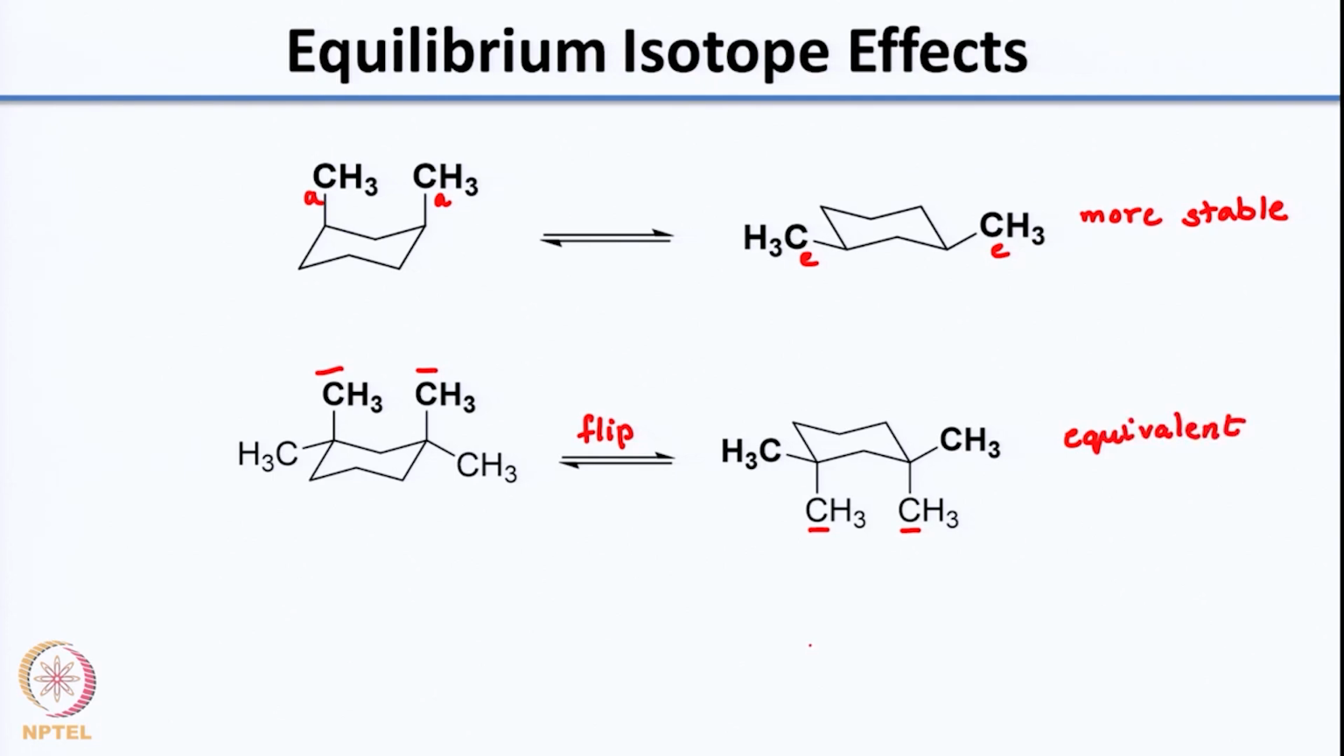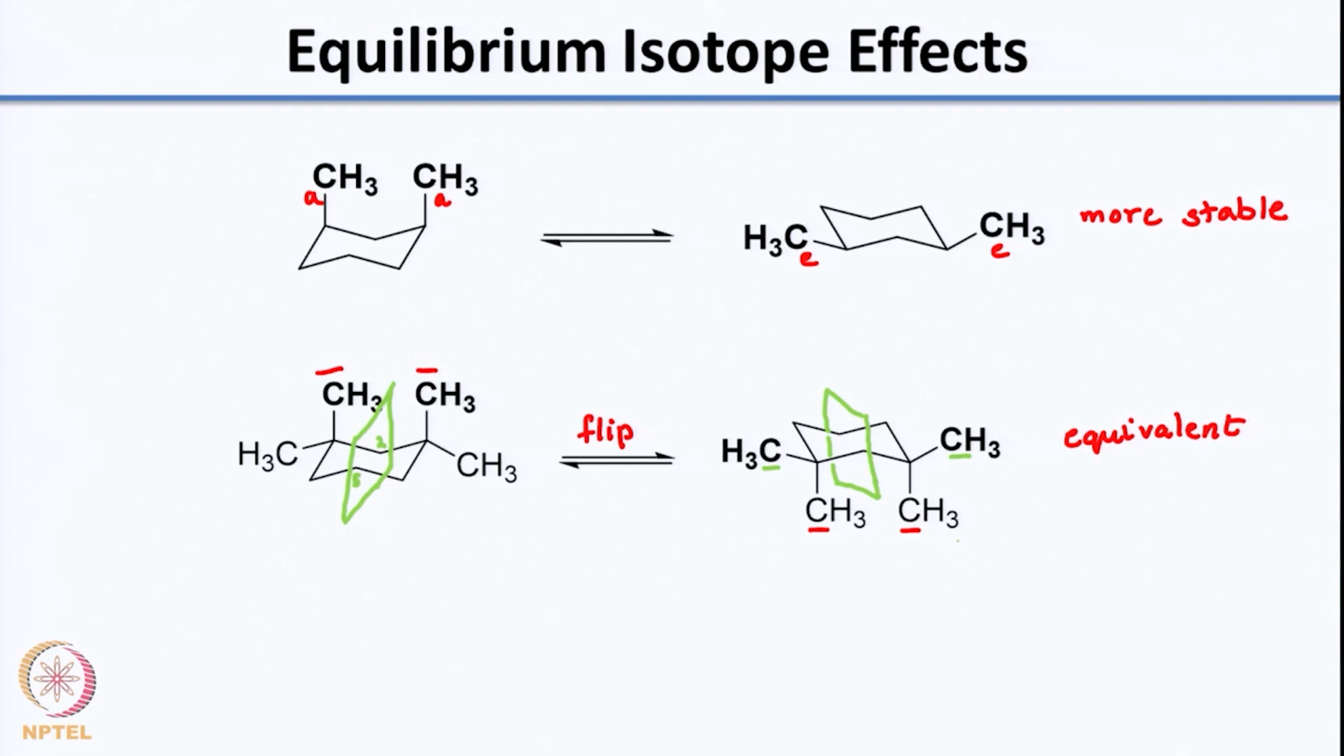And if you remember, I had told you that in these cases there is a mirror plane going through this C2, C5 position. Similarly, here you have a mirror plane. So, because of this mirror plane, these equatorial methyls are symmetric and the axial methyls are identical.